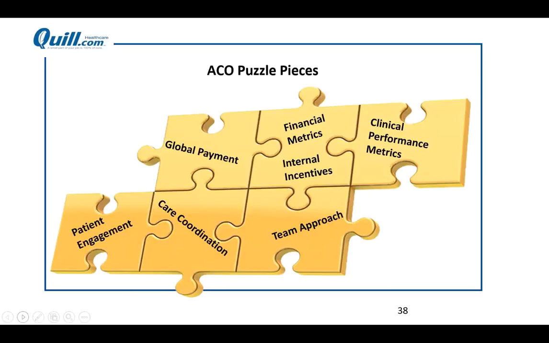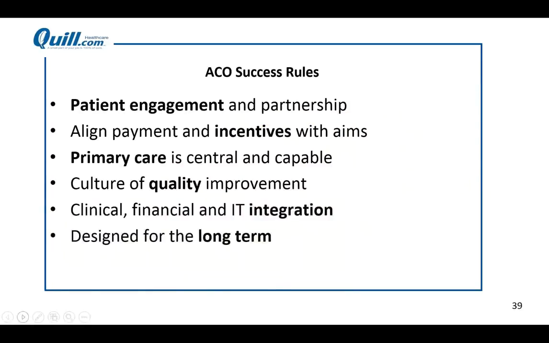And there's lots of puzzle pieces. I mentioned earlier global payment. There'll be clinical performance measures that'll be required. There'll be internal incentives, or patient engagement, care coordination, all that sort of thing. So how does this all fit together? So I'm going to offer some success rules. In other words, if an ACO is going to be successful, it has to do these 6 things at least. So these are kind of fundamental in my mind for an ACO to be successful.